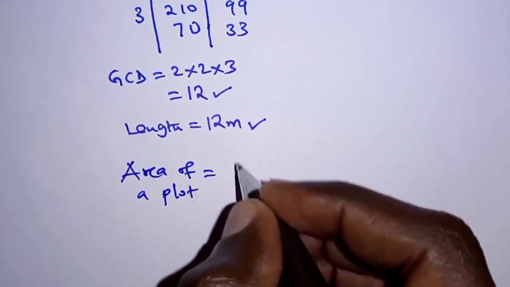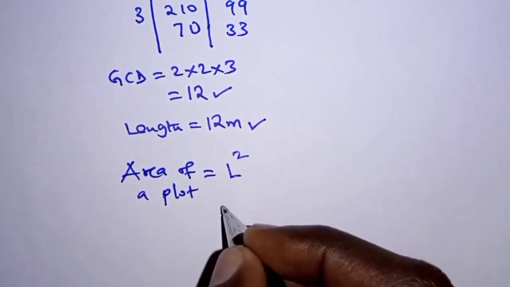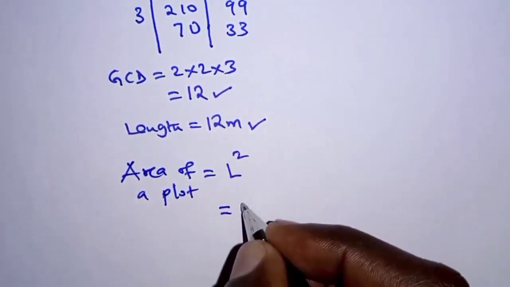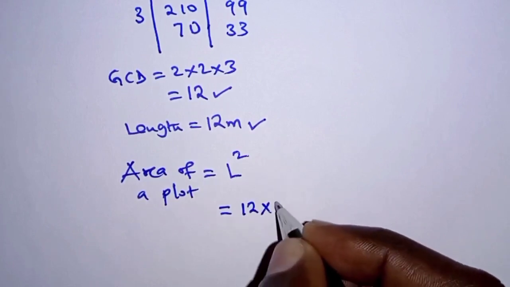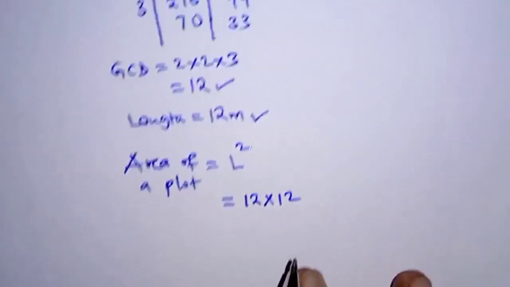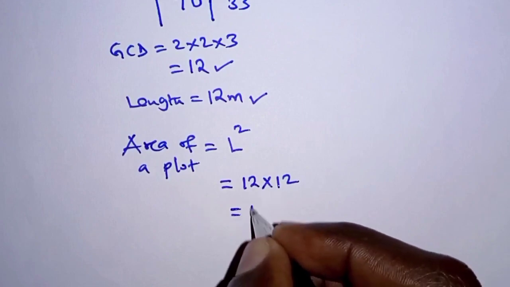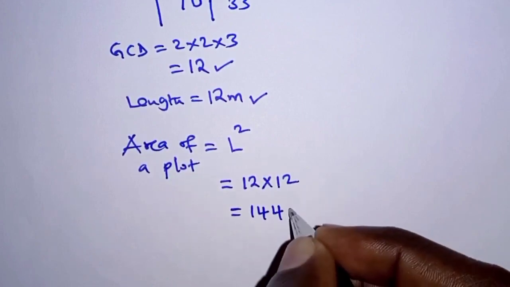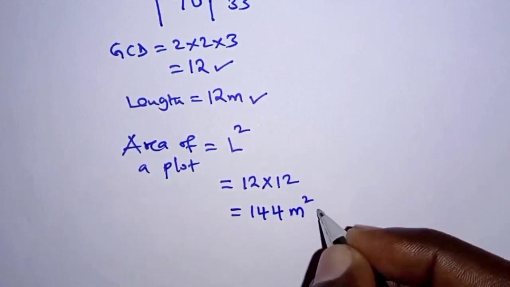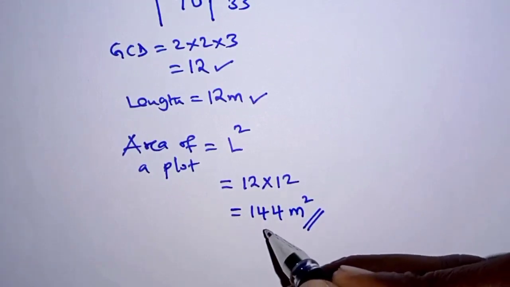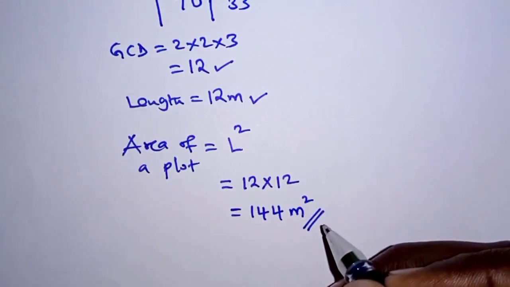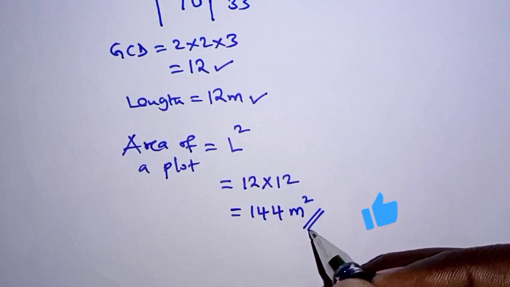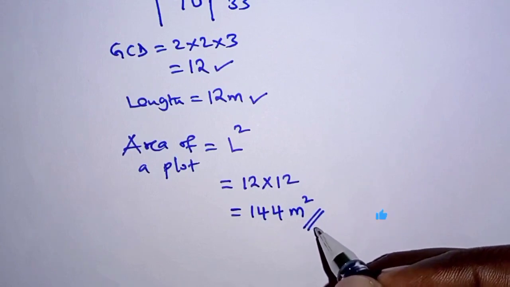is just the length squared, which for this case is 12 times 12, that is 12 squared, and that should give us 144 square meters. So a plot is 144 square meters. And with that, we mark the end of the solution to this problem.